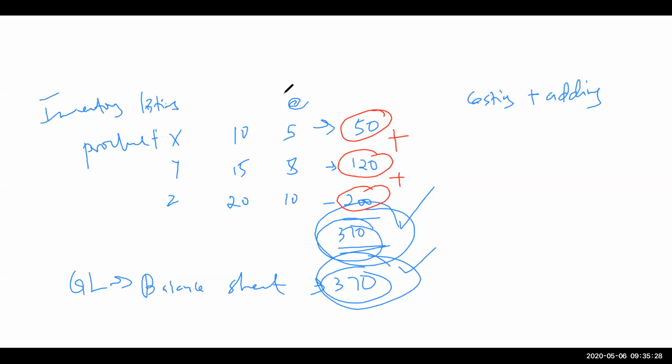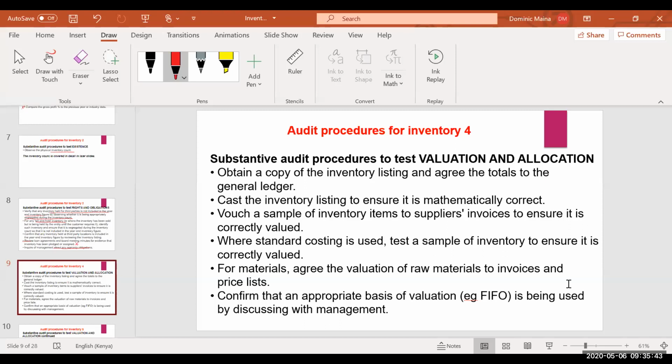So casting the different products that appear on the inventory listing is to confirm the mathematical accuracy of the figures. So do a recalculation, in short. Cast the inventory listing to ensure it is mathematically correct.